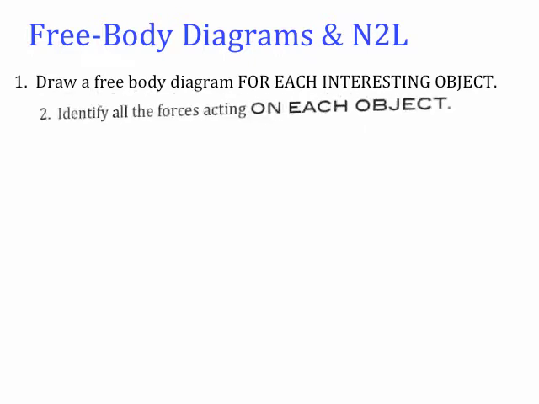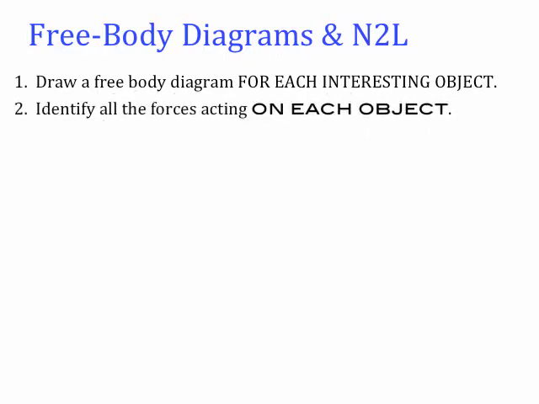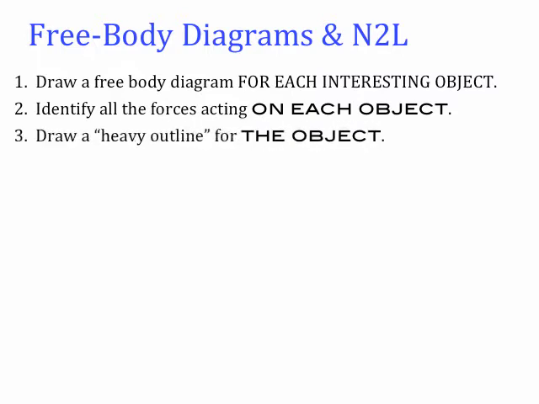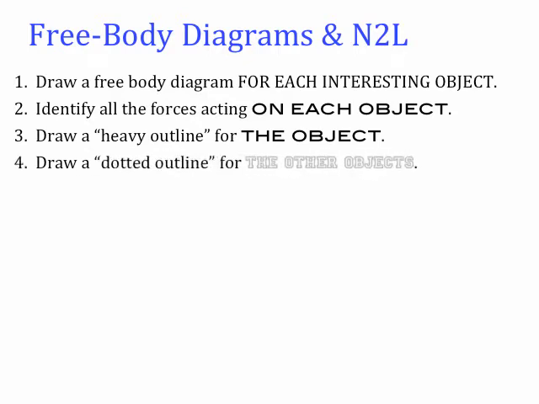Okay, once you've got the interesting objects, you want to identify all the forces acting on each object. This is, again, a skill that requires some practice, but once you've done it a few times, you should be competent. Go ahead and draw a heavy outline for the object of interest. So basically, you're going to need a free body diagram for each interesting object. And let's say we pick object 1, we're going to draw it in a heavy outline, and then for that free body diagram, you're going to draw a dotted outline for the other objects that aren't the object you're focusing on at the moment, but are still interacting with the object you're focusing on.